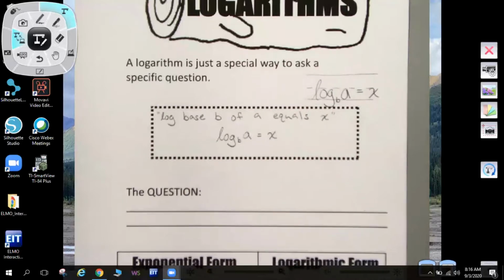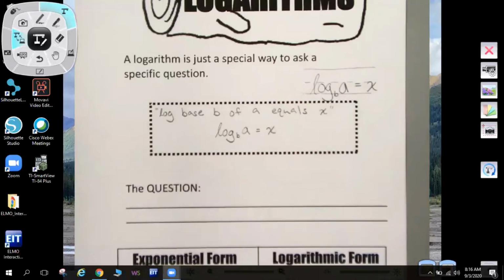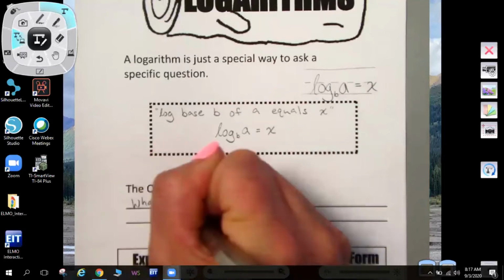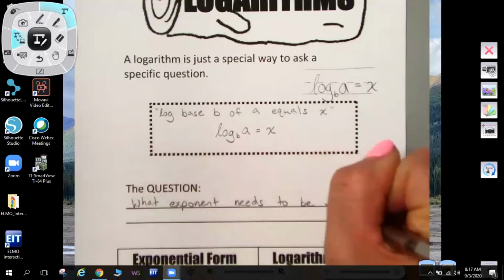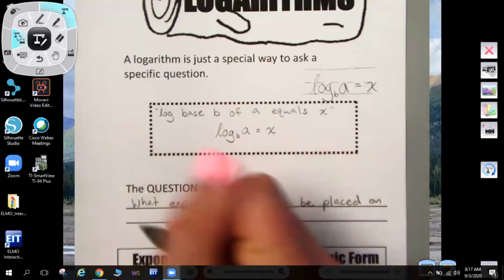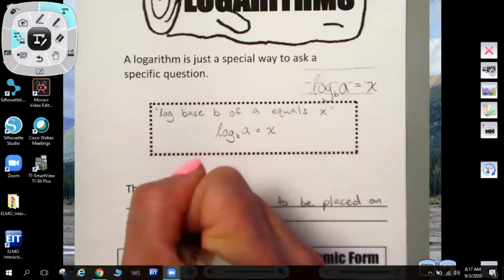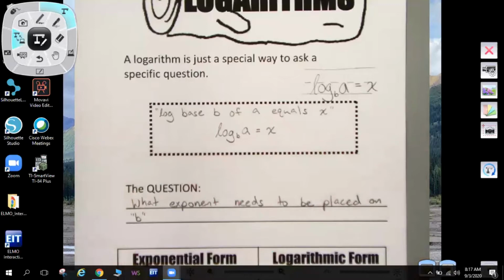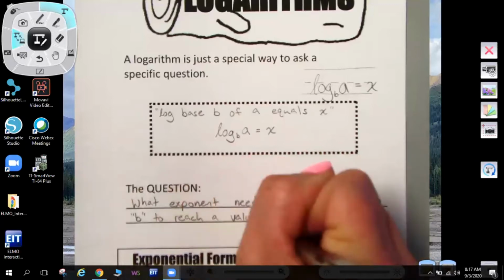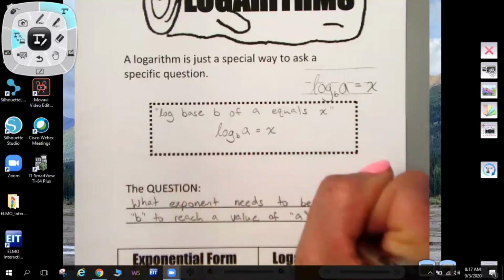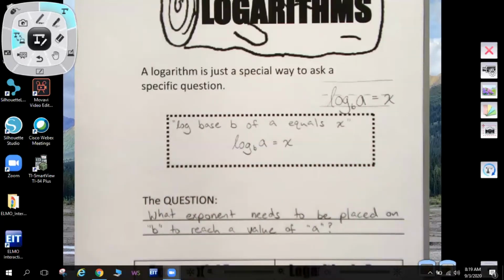So the question that a logarithm asks is, what exponent needs to be placed on b to reach a value of a? We're going to look more at this question when we get to the other side of this page.